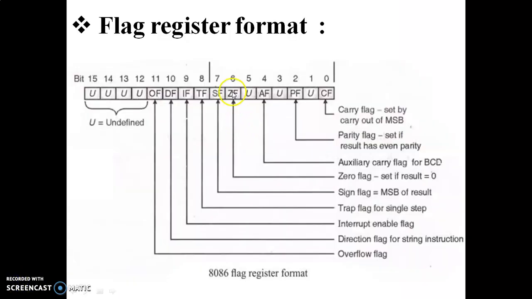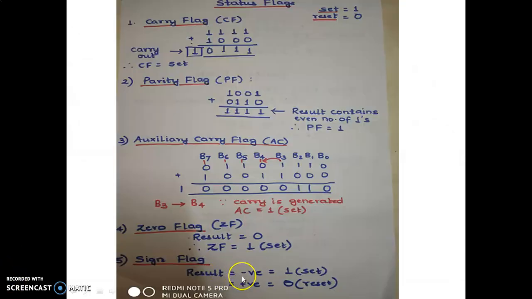Then we have ZF. ZF stands for zero flag. If the result is 0, then the flag will be set to 0, else it will be reset. Then next is SF. SF stands for sign flag. Now what do you mean by sign flag? So if the result is negative, then the sign flag will be set to 1. If the result is positive, then it is 0.